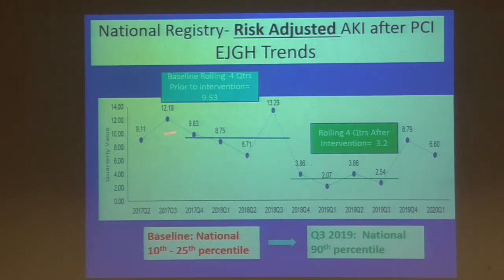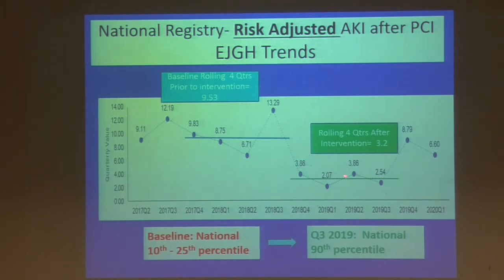The baseline rolling 4 quarters prior to intervention, we were at 9.53% overall. And each of these groups, these rolling 4 quarters, represents over 400 patients here. So a large group of patients at each Jefferson.